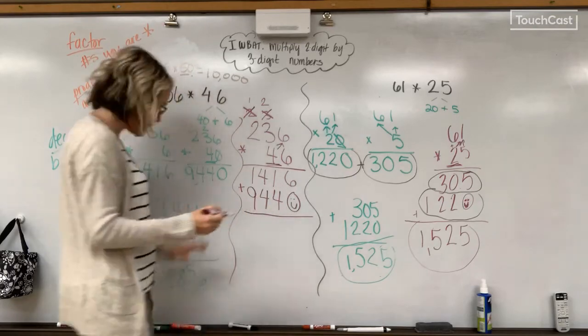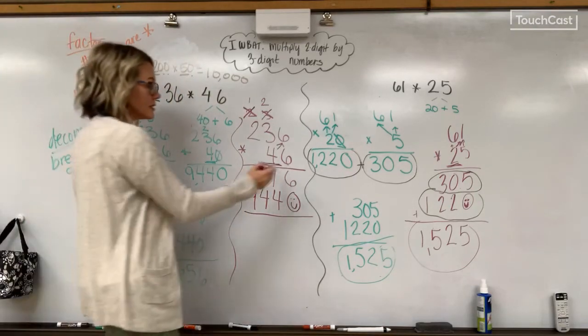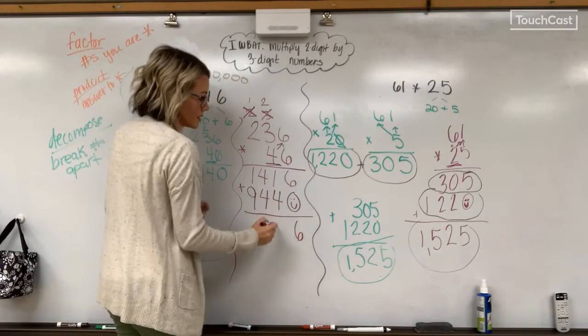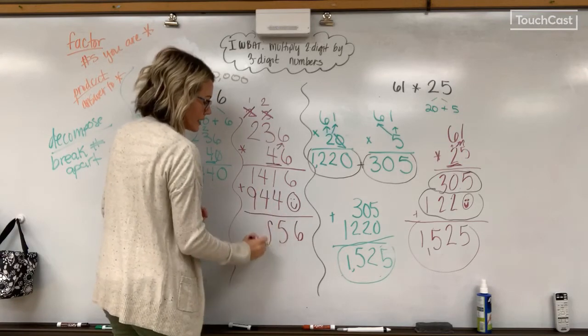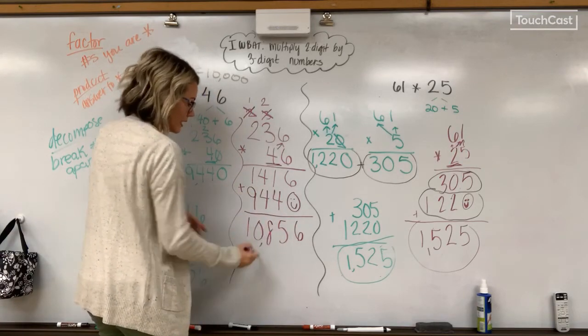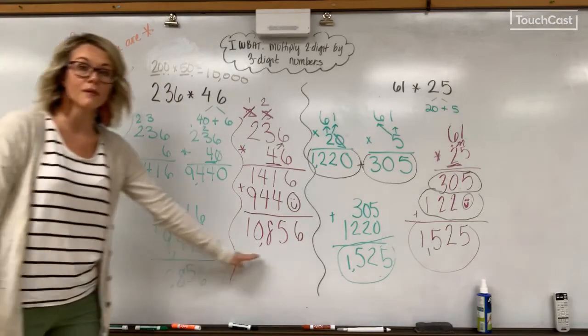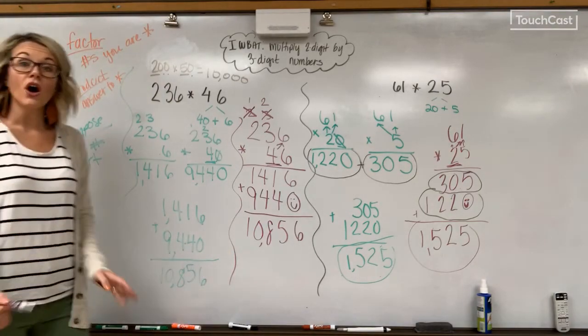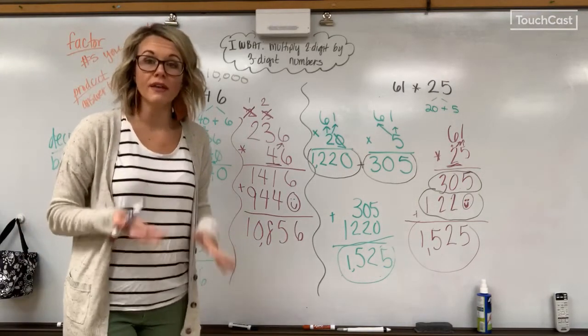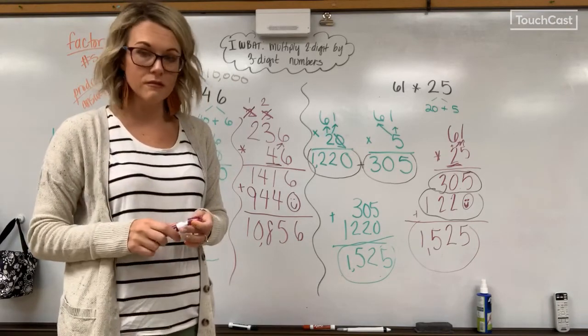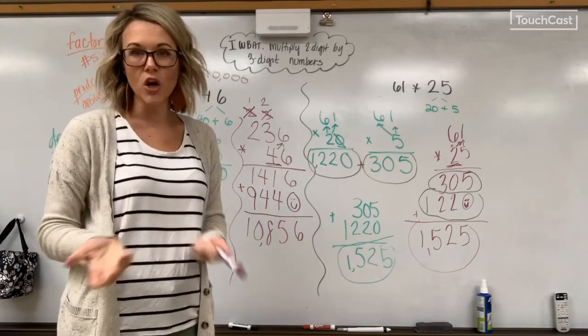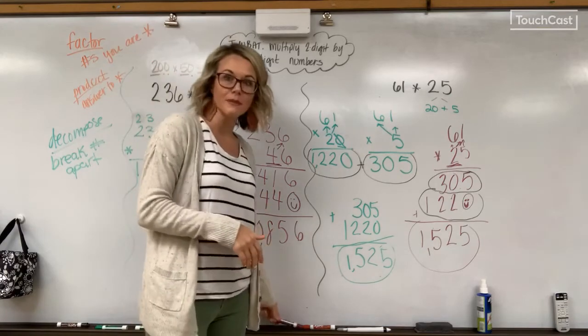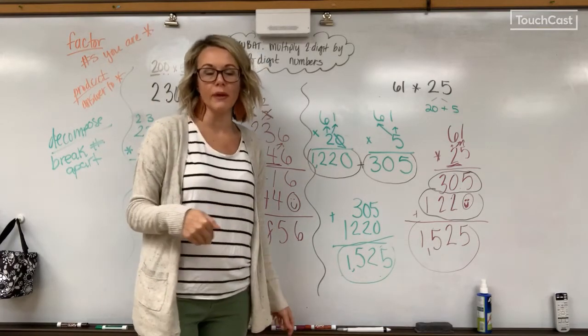Now I'm going to add these up just like I did over here. 6 plus 0 is 6. 4 plus 1 is 5. 4 plus 4 is 8. 9 plus 1 is 10. 10,856. I got it in both of my answers. All right, so either one of those methods is okay because they're really the same thing. One you just keep stacked up. One you break apart and put them back together.